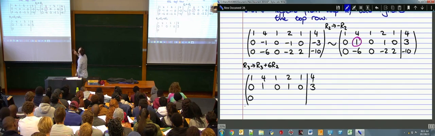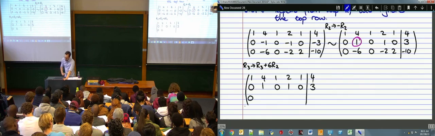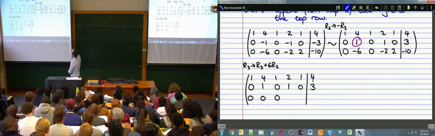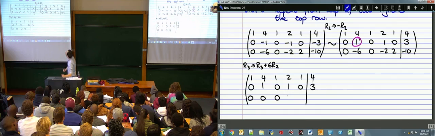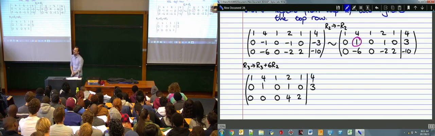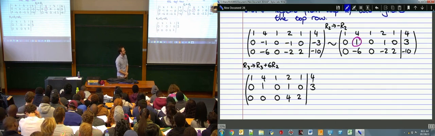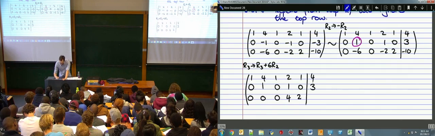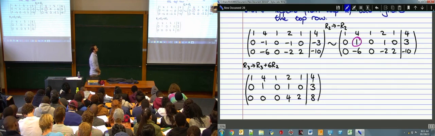So 0, then negative 6 plus 6 times 1. Okay, that's exactly 0. Okay, and this is still 0. Then negative 2 plus 6 times 1. So negative 2 plus 6 is 4. And then 2 plus 6 times, okay, that's nice, 0 over there. And then negative 10 plus 6 times 3. 6 times 3 is 18. 18 and negative 10 is 8. All right.